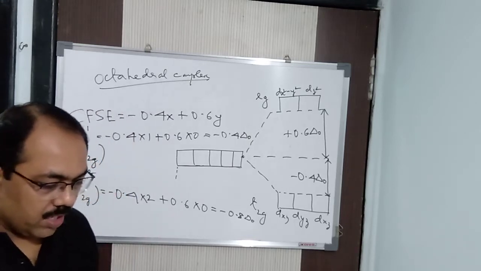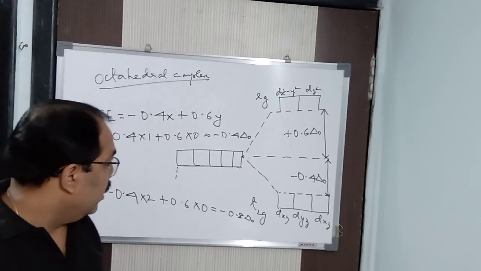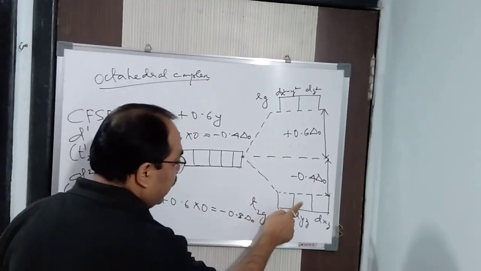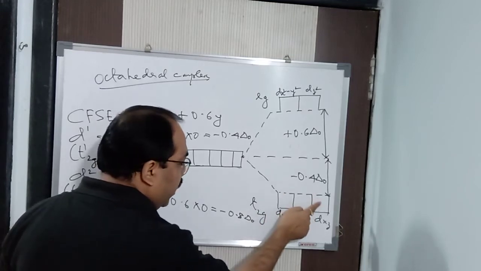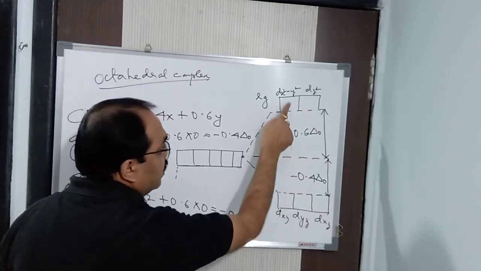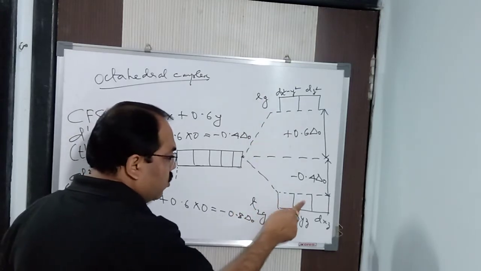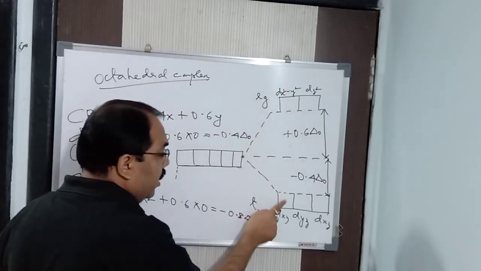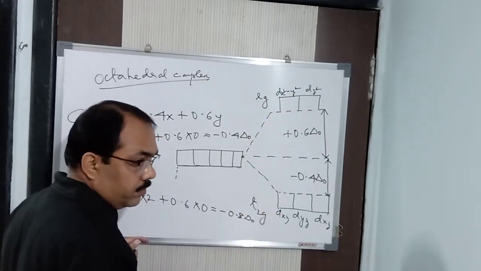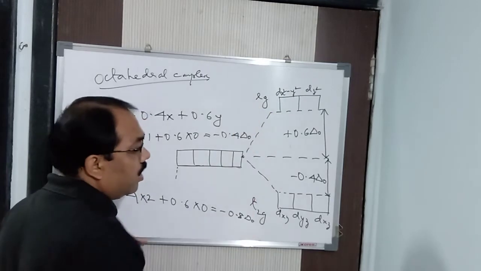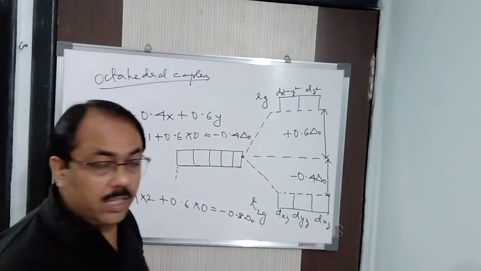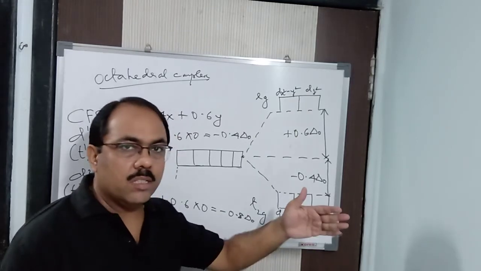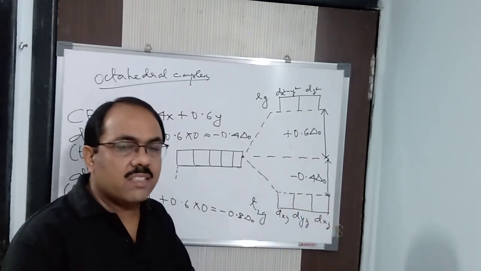Now, let me tell you here. When the fourth electron is occupying, first electron, second electron, third electron in T2G, now the fourth electron can come here as well as it can go here. Listen carefully. 1, 2, 3. Fourth one can come here as well as it can go here. If it is coming here, it will suffer more repulsion. If it is going here, it will suffer less repulsion. So more repulsion means more energy. Less repulsion means less energy.